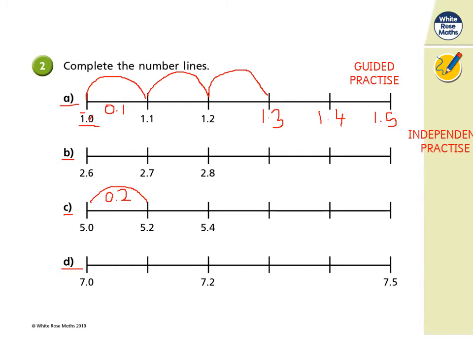And then with D, you have a missing number here. If you use A to guide you, you know that we have 1 and we increase by 0.1, which will give you 1.1. You have 7.0, a gap, and then 7.2. So I wonder what will be that missing number in between that. Have a go in your independent practice.